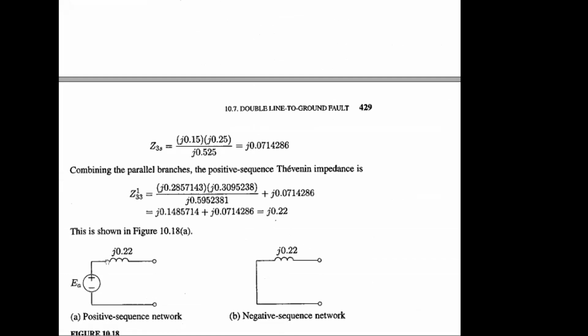So this is the Thevenin equivalent impedance for the positive sequence network. The positive sequence network will have the source, and we can use the same information for the negative sequence circuit as well. Only the source will not be there. This is the only difference. The impedance value is the same for Z1 and Z2.